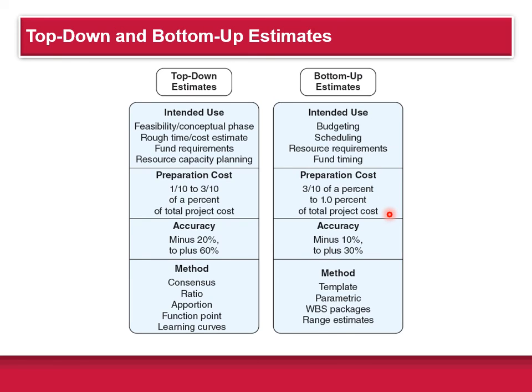Here's a summary of the differences between top-down and bottom-up estimates that our textbook gives. It talks about the intended use for each of them, and preparation cost. The author doesn't say where he gets these numbers, but bottom-up is obviously a little more expensive, because you have a lot more people working on work packages, rolling those costs up. The accuracy of bottom-up is of course going to be much better than top-down estimates. And then he gives the different methods that we talked about.